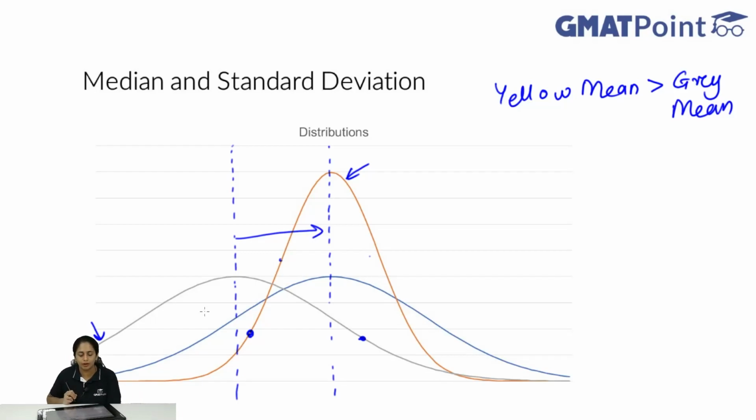The points are closer to the mean. So what can you tell about the standard deviation? I can say that the standard deviation of the yellow curve is less than the standard deviation of the gray curve as well as the blue curve, because the gray curve and blue curve are flatter. They are more spread out. So there is more variation around the mean. The yellow curve is closer to its mean. So that would mean that the standard deviation and variance is lower.